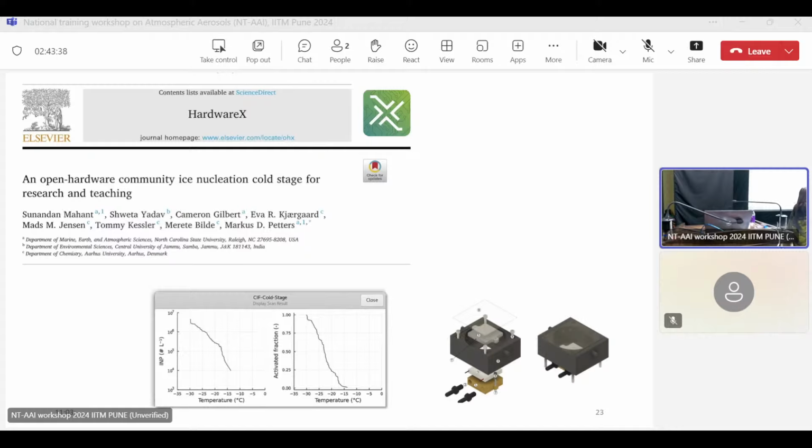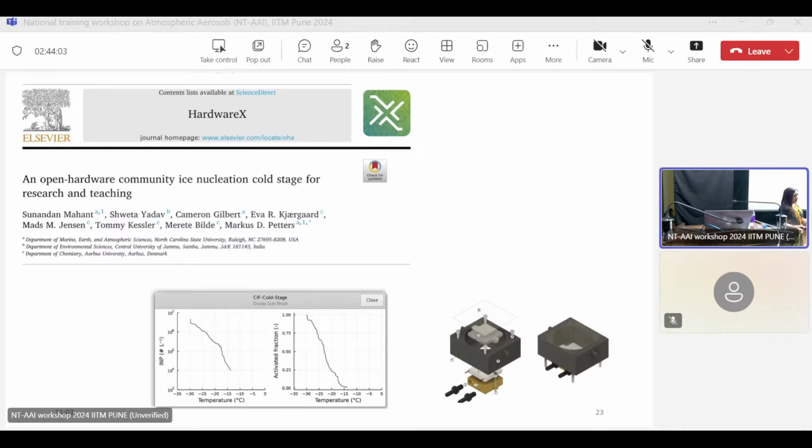So this cold stage has been developed in collaboration with Marcus Petters, with people from NC State University, and now we are good to go in Central University of Jammu with the first prototype. But this is very useful because now we are good to go for any offline characterization. So during my postdoc, what I was doing is I was collecting sample and then I was going to the US for doing the ice nucleation thing.